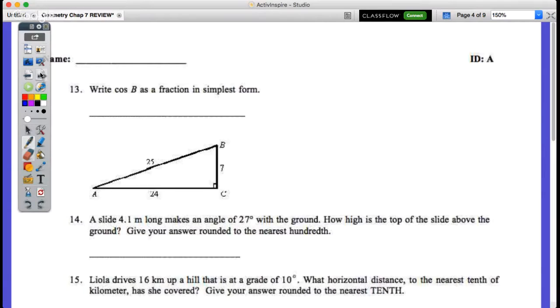Write cosine B as a fraction. So if I'm just finding the cosine, what is the side adjacent to angle B? 7. Over 25. It says in simplest form. That's how I want it, guys. 7 over 25. That's it. That's a pretty simple problem.